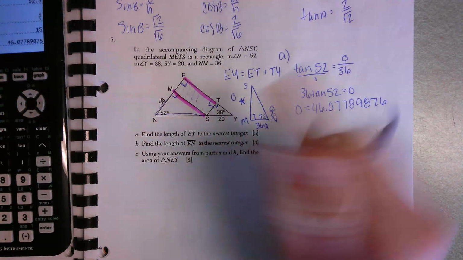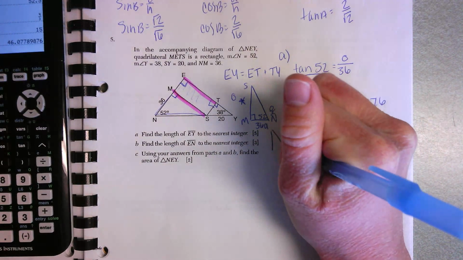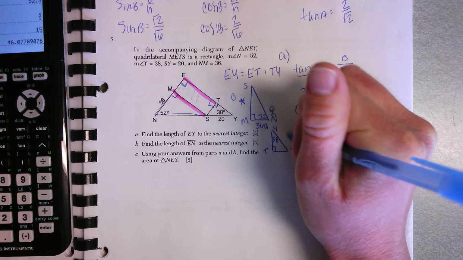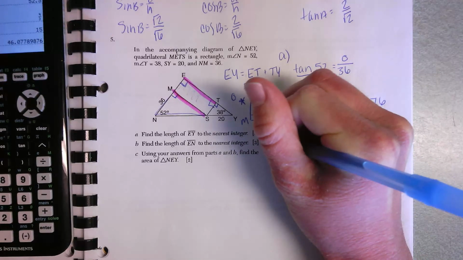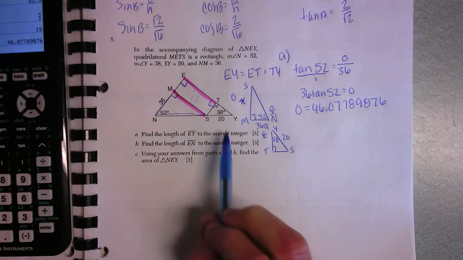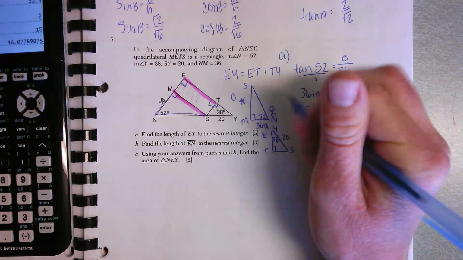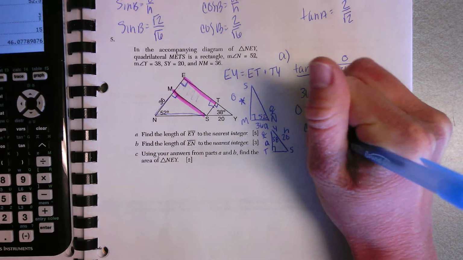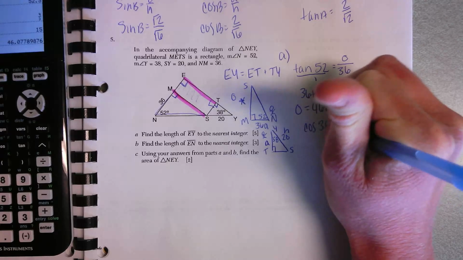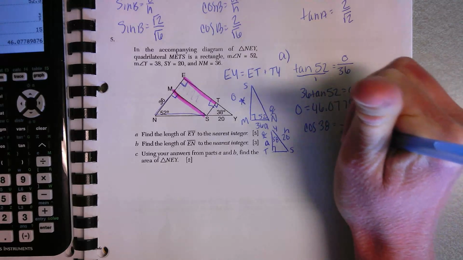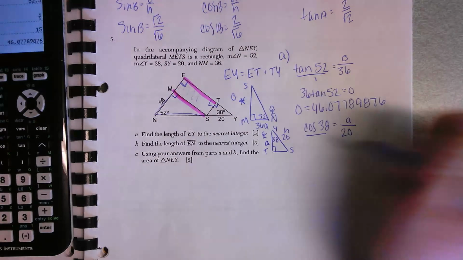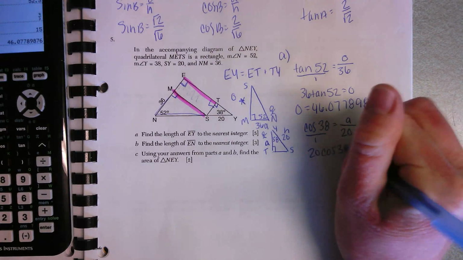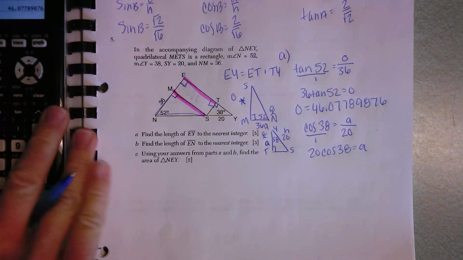Now let's find the length of TY. This is my little angle here. So now what do we want to find? We want to find YT. So this is my adjacent, and this is my hypotenuse. So we're using cosine. Cosine of 38 is equal to the adjacent over 20, which is my hypotenuse. So cross multiply: 20 times cosine of 38 is equal to the adjacent.